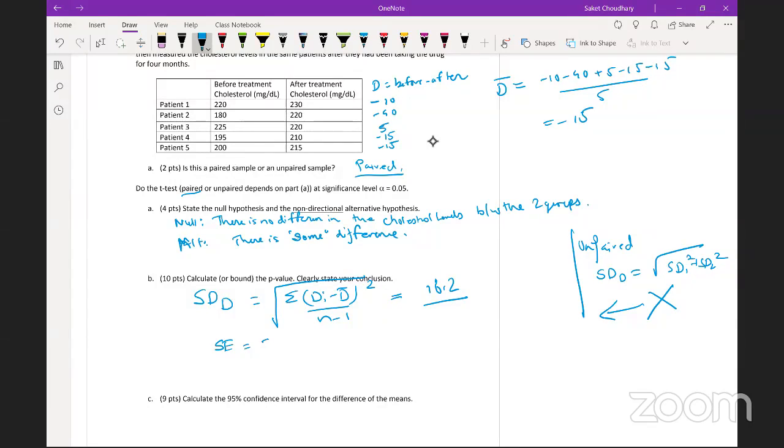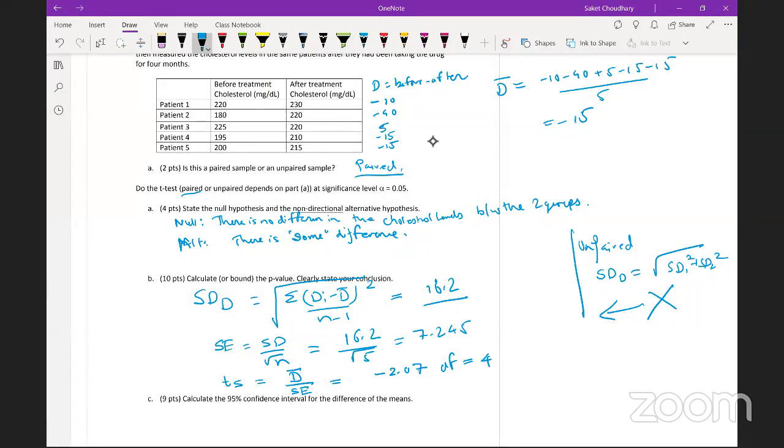We get the standard error again by the same formula. So 16.2 divided by root 5 comes to around 7.245. The next thing is our t statistic. The t statistic is given by this value. If you substitute all the values, you'll get minus 2.07. Notice that I'm getting a negative value here, which is perfectly fine. There's nothing wrong about it. The degrees of freedom is 4.